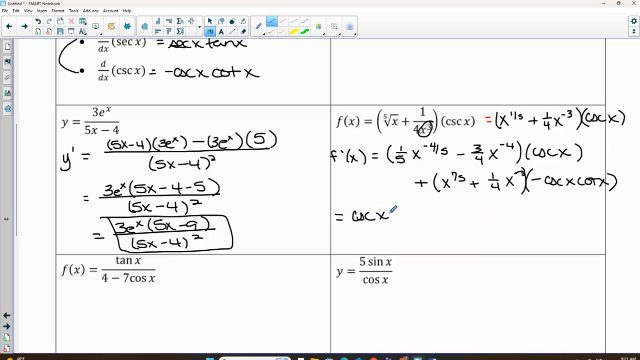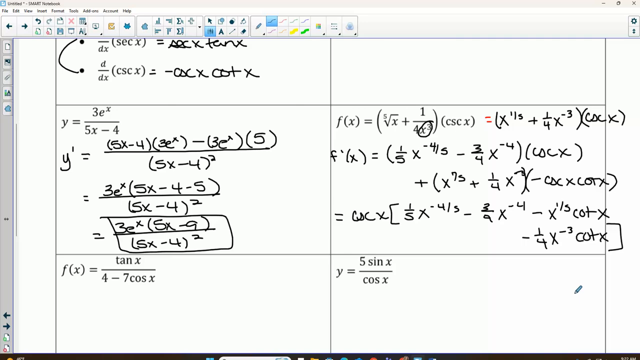As far as cleaning this up, there is not much you can do. We have two terms, they both have a cosecant in it, so you could take that out. If we did, we have 1/5 x to the negative 4/5 minus 3/4 x to the negative 4. Since this was a minus, we need it to be a negative and a cotangent through this parentheses. So it would be minus x to the 1/5 cotangent x minus 1/4 x to the negative 3 cotangent x.